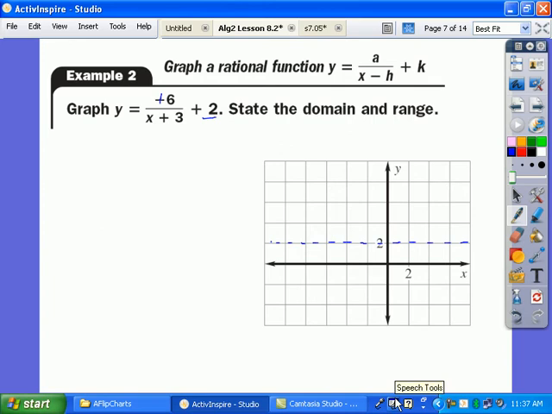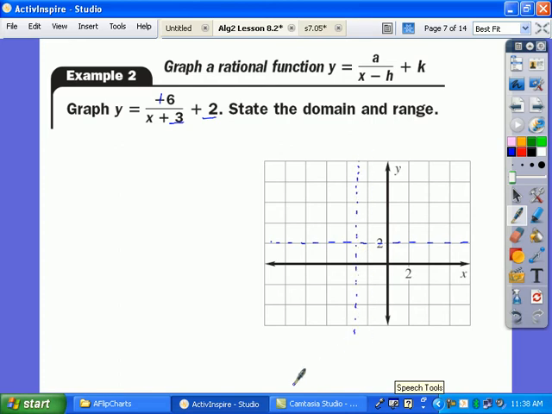The plus 3 gives us a horizontal shift, 3 units to the left. So that's going to take the vertical asymptote that was on the y-axis. It's going to move it over 3 units. Okay. And so there are our asymptotes.